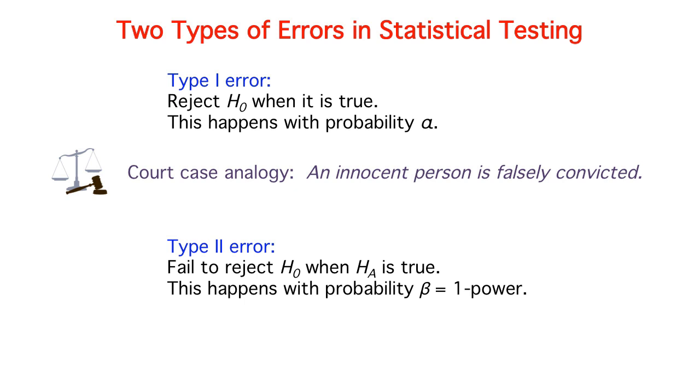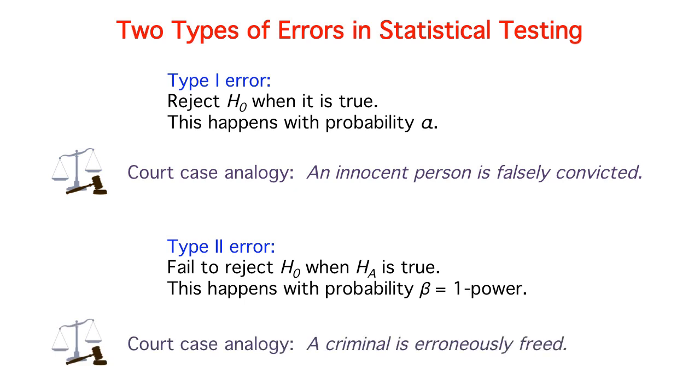A type 2 error typically happens because we don't have enough power, which typically happens because the sample size is too small to be able to detect the difference between the true value and what our null hypothesis says. In our courtroom analogy, failing to reject the null hypothesis means we can't say the defendant is guilty beyond a reasonable doubt. So the verdict would be not guilty, and a type 2 error would be that a criminal was freed.